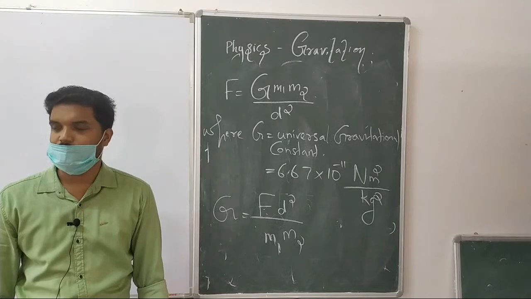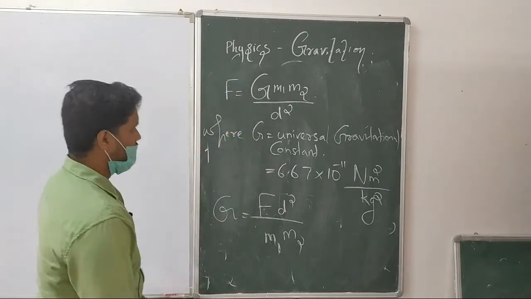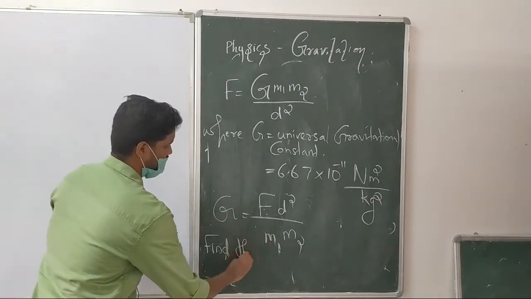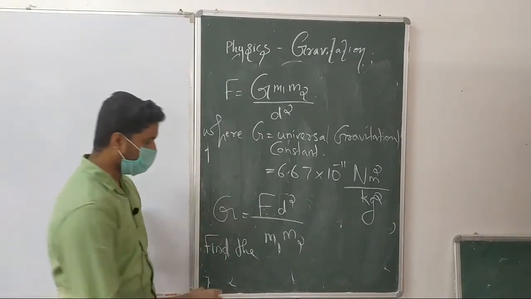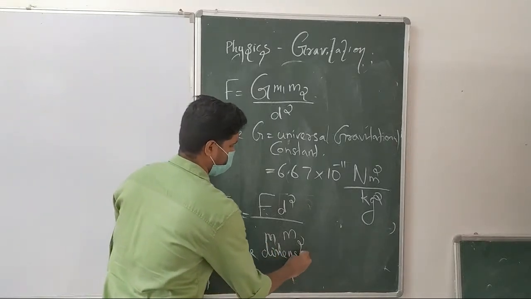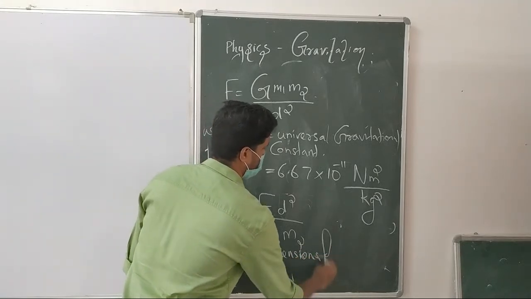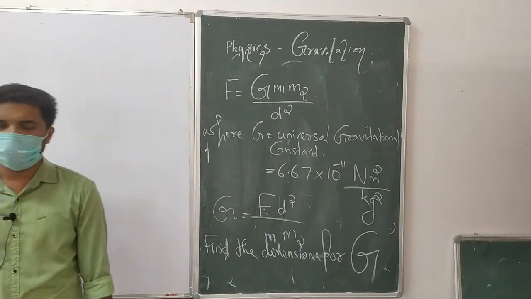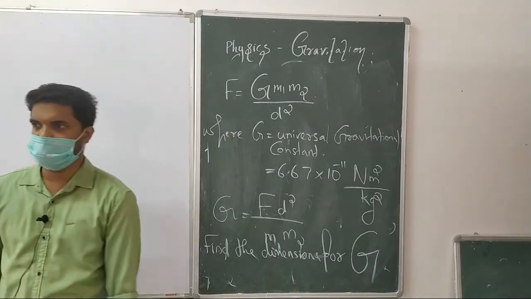Understood? Now I have a question for you. Please do it in your notebook. My question is, those who are seeing in the online class also, please try to do this one. Find the dimensional value or dimension for G, the universal gravitational constant.